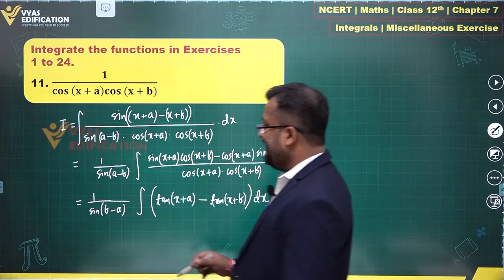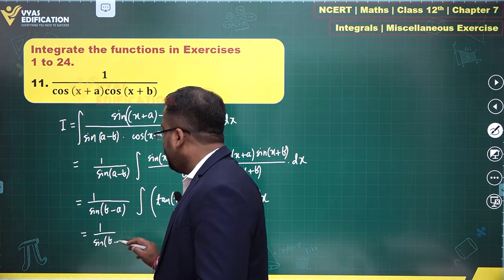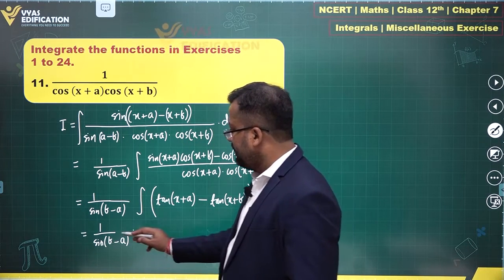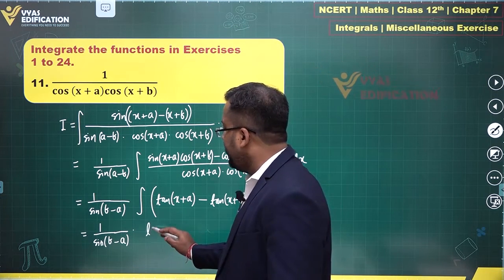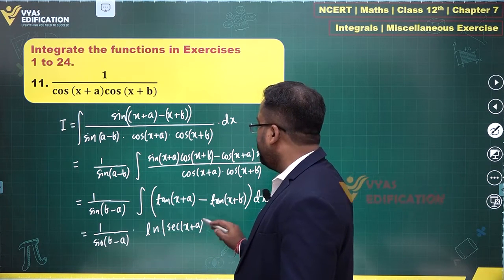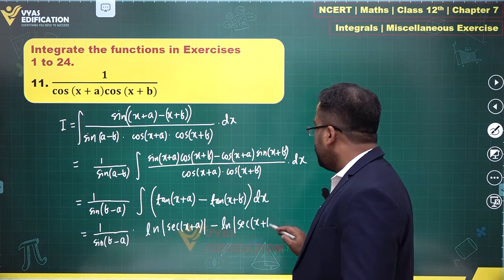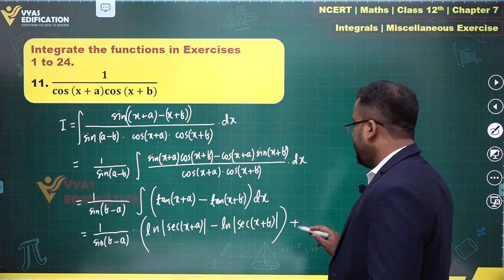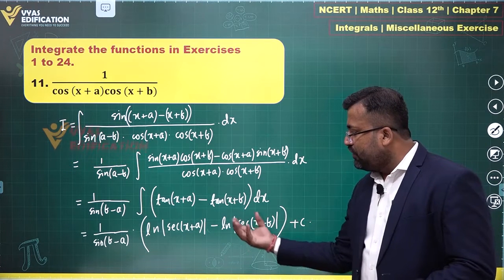We'll directly integrate that. This is 1 upon sin(b-a) times tan of something. The integral is ln|sec x|. So ln|sec(x+a)| is what you are getting over here, minus ln|sec(x+b)| in large brackets, plus constant. This is the final answer; at max you can merge these two logs.